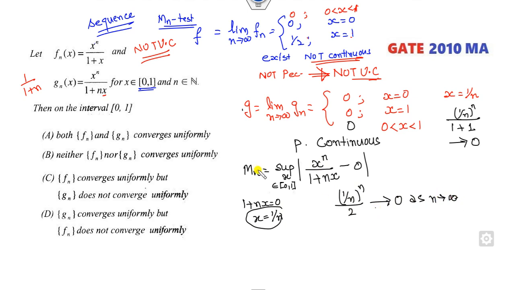So what is the meaning of that? Mn goes to 0, which means this is uniformly convergent. So yes, gn is uniformly convergent, fn is not. Fn converges uniformly is cancelled. Gn converges but f does not, that is the right answer of this problem.